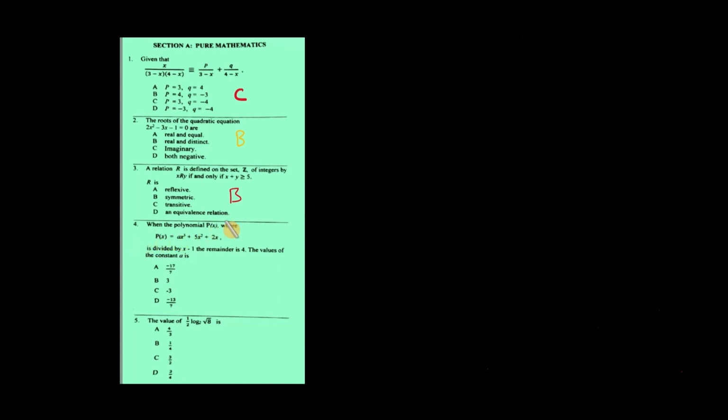Number 4. Given the polynomial p of x, where p of x is equal to ax cubed plus 5x squared plus 2x, is divided by x minus 1. The remainder is 4. The value of the constant a is: A, minus 17 on 7; B, 3; C, minus 3; D, minus 18 on 7.